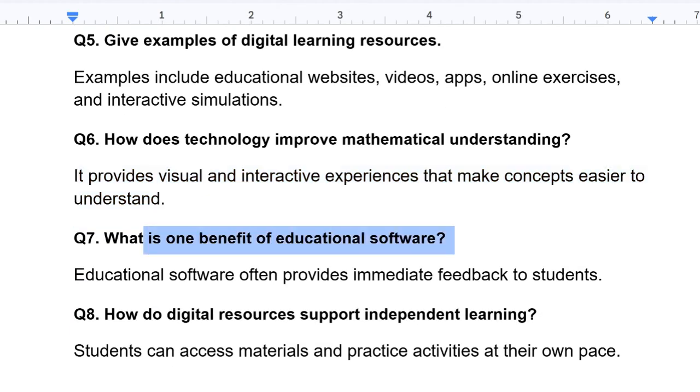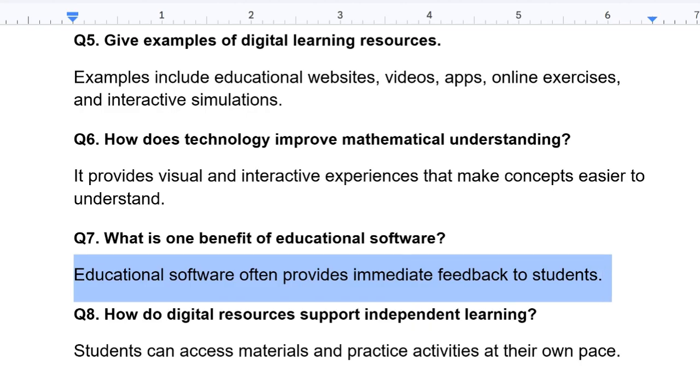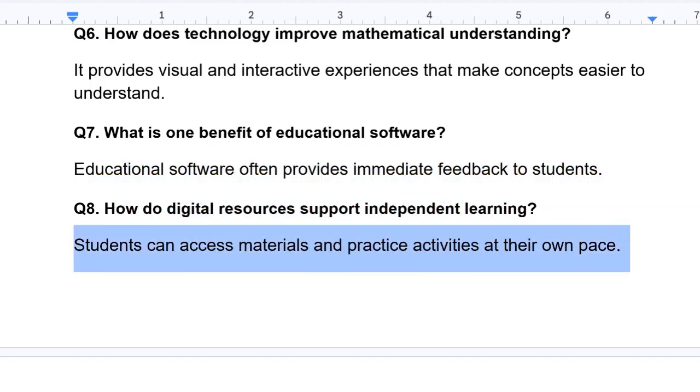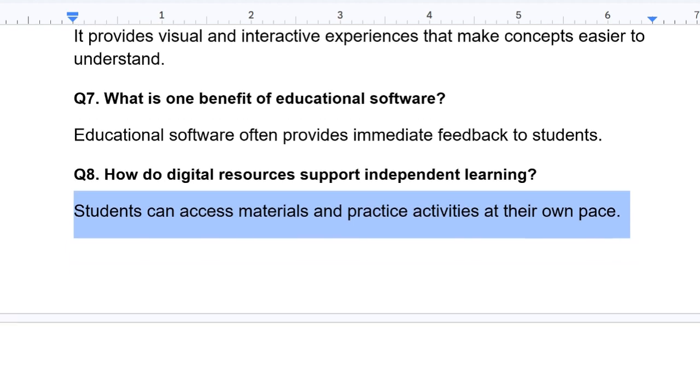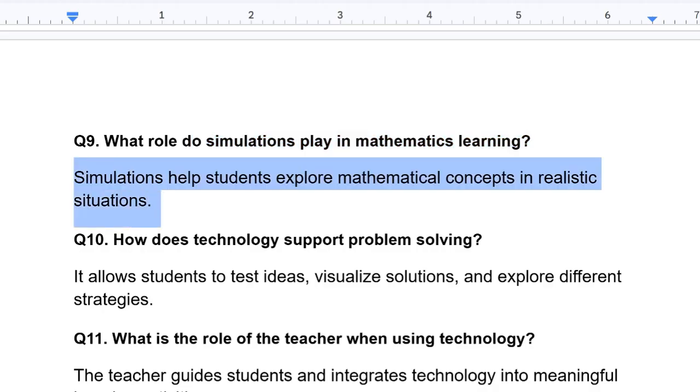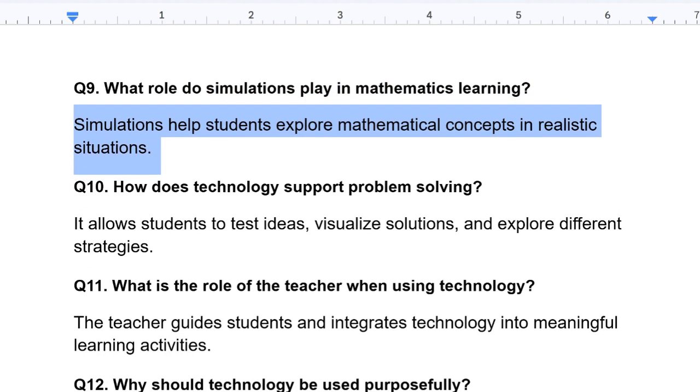What's one benefit of educational software? One benefit of educational software is that it often provides immediate feedback to students. How do digital resources support independent learning? A student can access materials and practice activities at their own pace. What role do simulations play in mathematical learning? Simulations help students explore mathematical concepts in realistic situations.